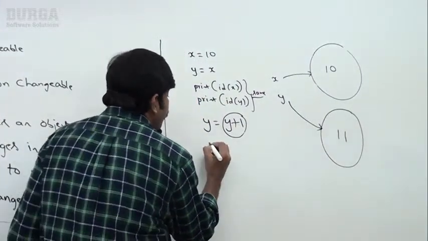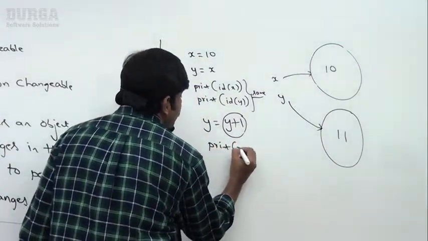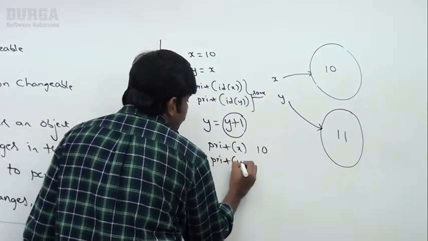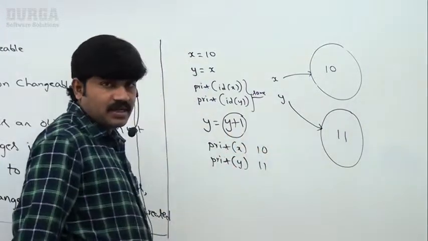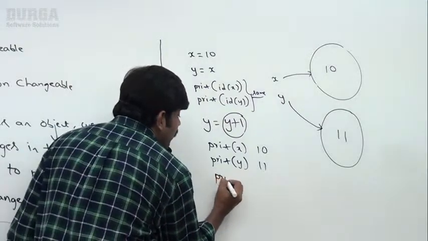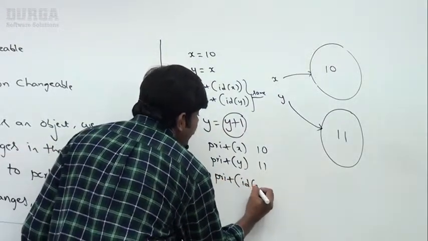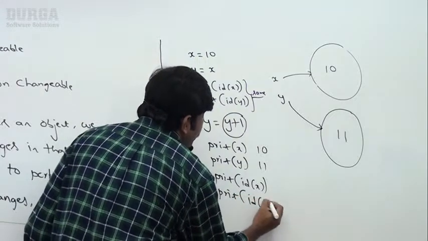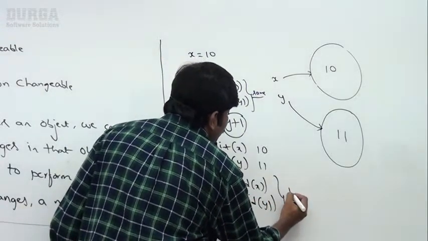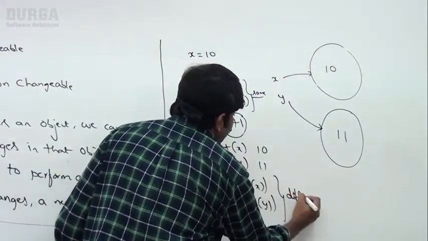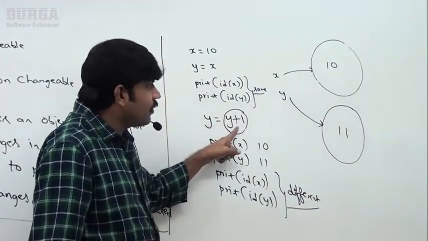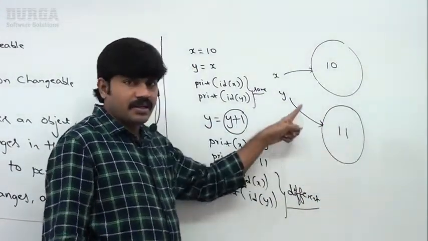Remember, if I print the x value, 10 is the answer. If I print the y value, 11 is the answer. If I print the id of x and the id of y, compulsorily both are different, because if you perform any change, a new object got created.